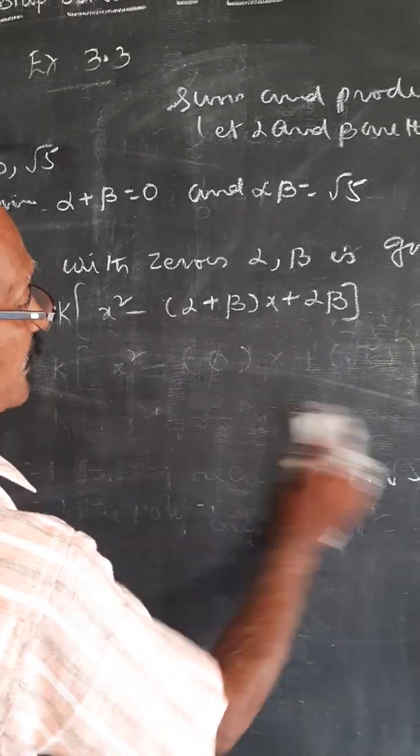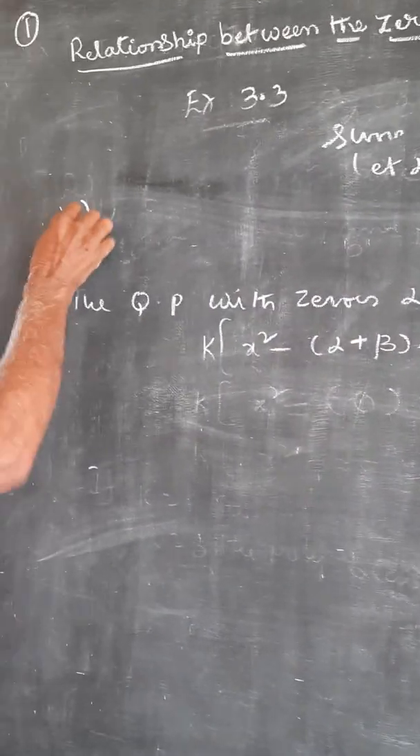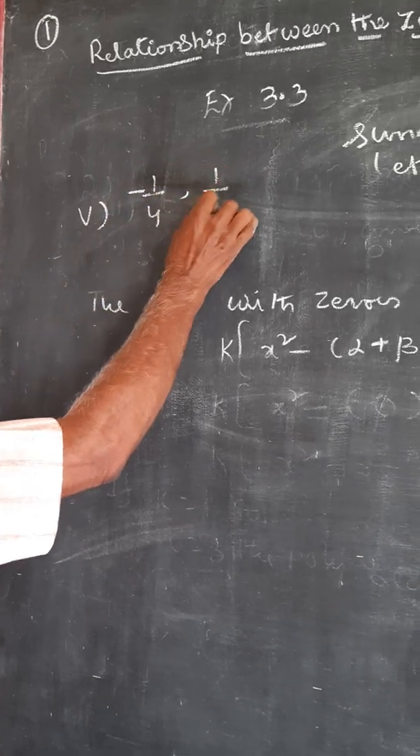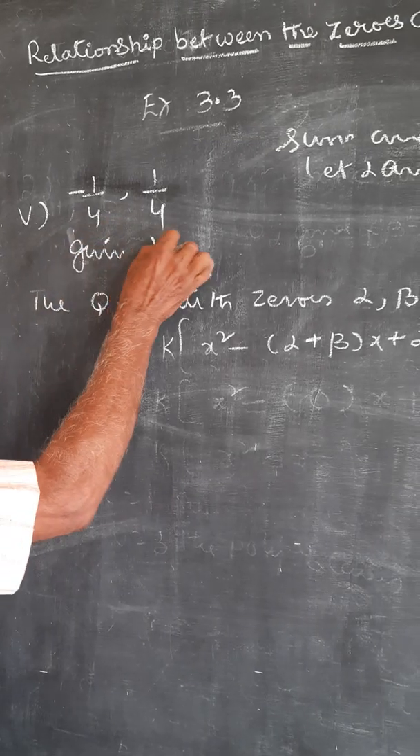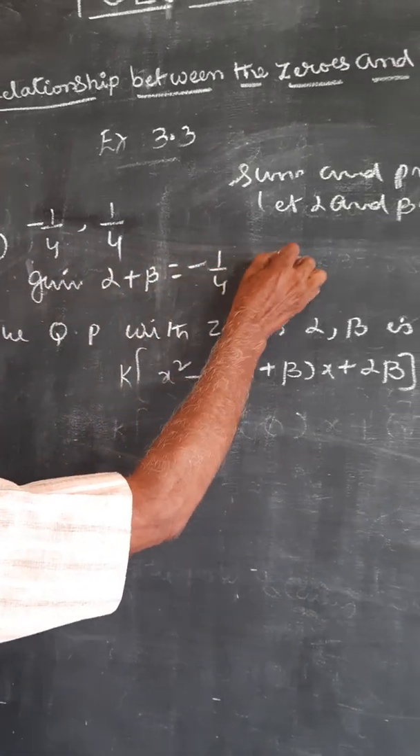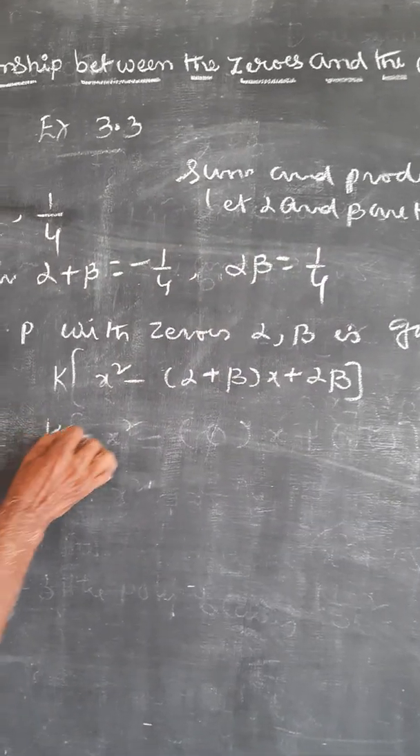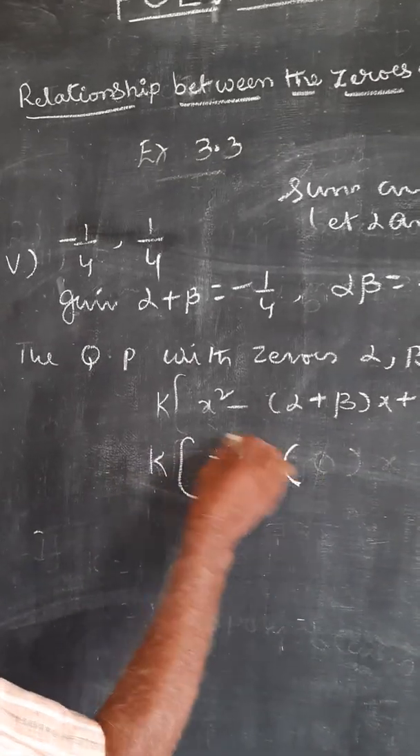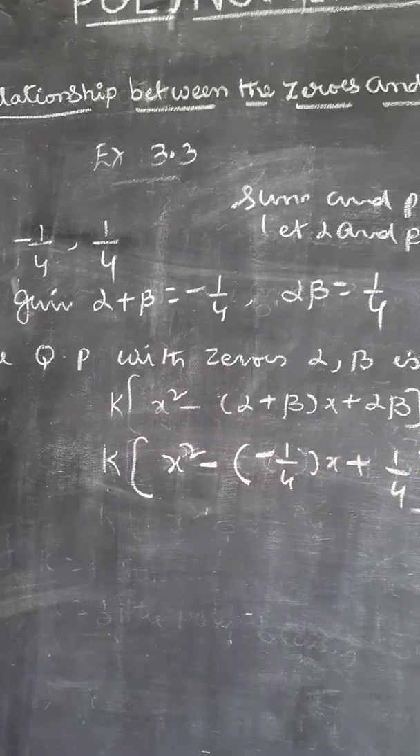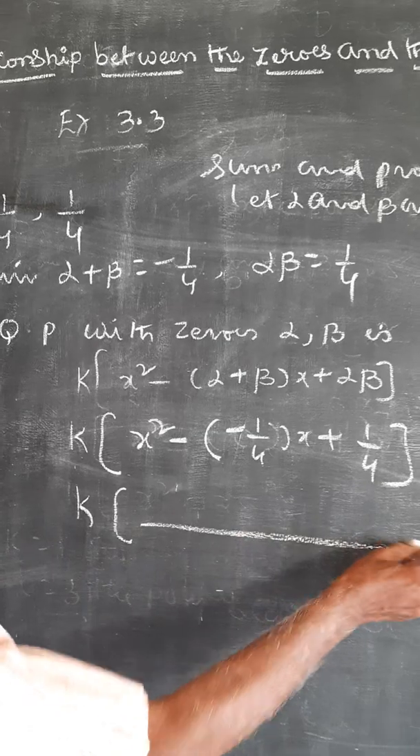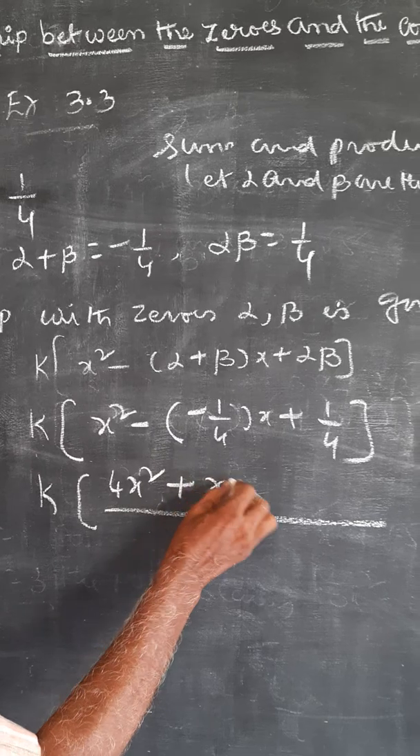So we'll practice one more bit in the Roman. Take the fifth bit: −1/4, 1/4. Given sum of the zeros alpha plus beta is −1/4, and product of the zeros alpha beta is equal to 1/4. Substitute the values in the formula: k[x² − (−1/4)x + 1/4]. The denominator LCM is 4. Multiply by 4: 4x² + x + 1.